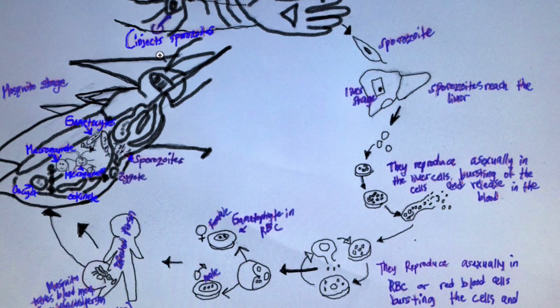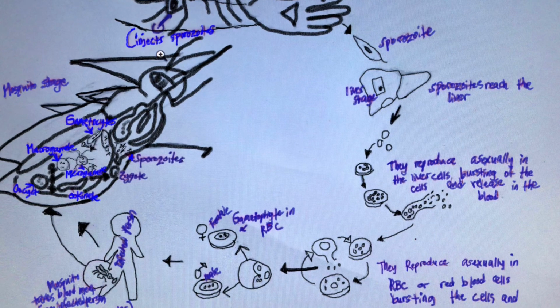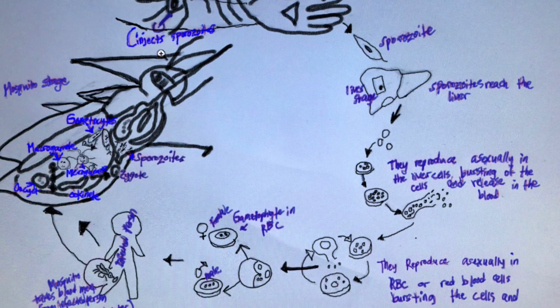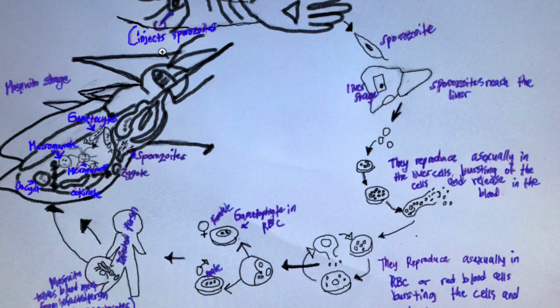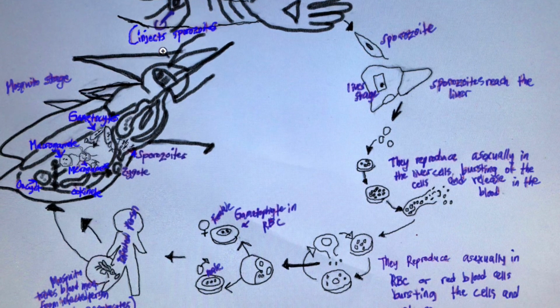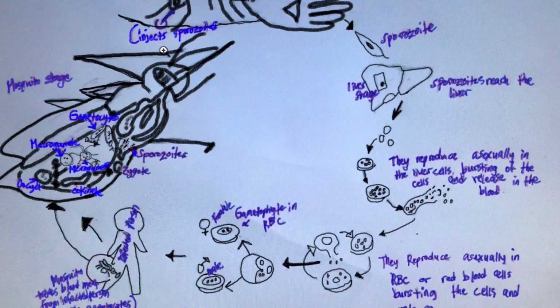How does the parasite cause the signs and symptoms? The parasite causes the signs and symptoms by infecting red blood cells, which then burst open and enable new parasites to enter the bloodstream.